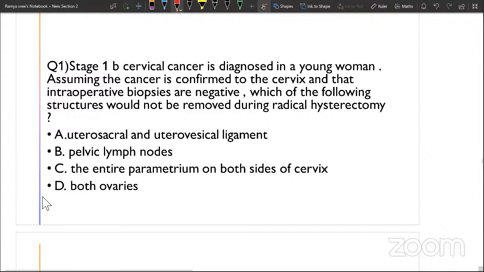So cervical cancer, 99% never goes to ovaries. So in initial stages of cervical cancer, when you're doing surgical management of cervical cancer, whether it will be radical hysterectomy or whether it is modified radical hysterectomy, I'll never remove ovaries. Ovaries are preserved. So that is the important point. So ovaries are preserved.